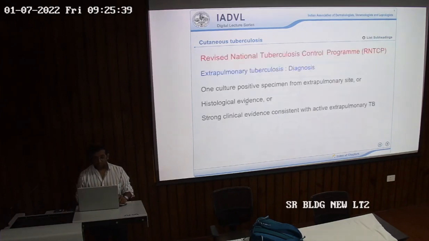Revised National Tuberculosis Control Program. One culture positive specimen from an extrapulmonary site, or histological evidence, or strong clinical evidence consistent with active extrapulmonary TB.